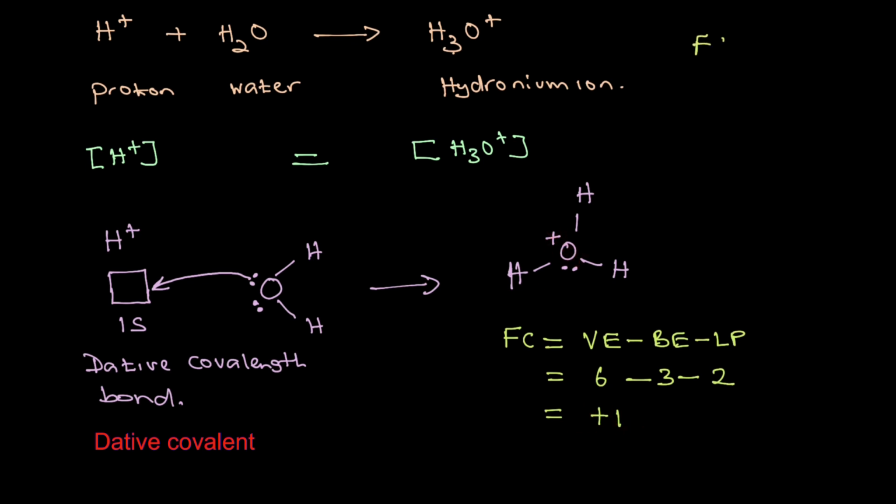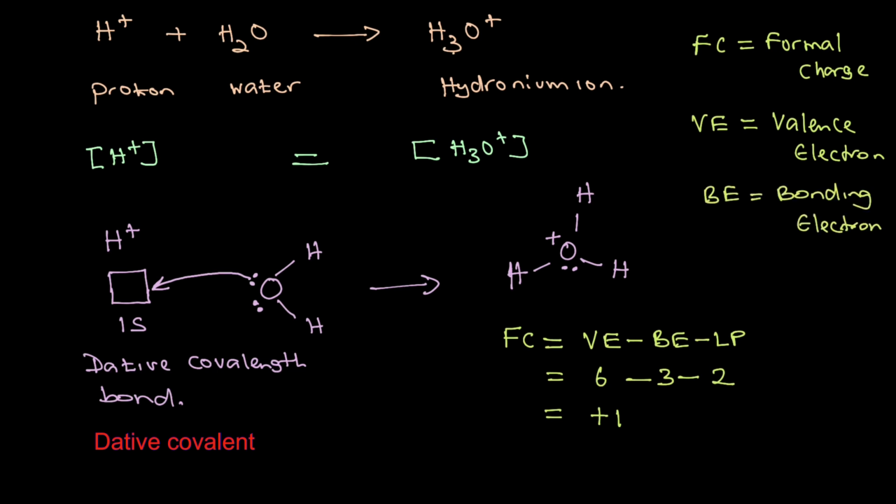So Fc is formal charge and Ve is valence electron, that means the number of electrons in the outer shell. Be is bonding electron, that means the number of electrons in a bond, but there are 2 electrons in a single bond, so we count that as 1 in this case. That's why it's 3: 1, 2, 3. That's why we got 3 there. And finally we have the lone pair electrons, which is 2.